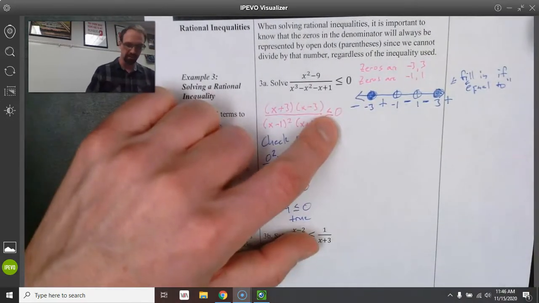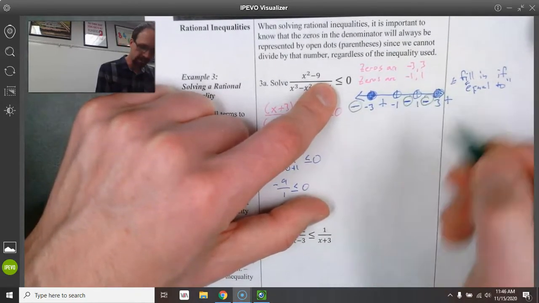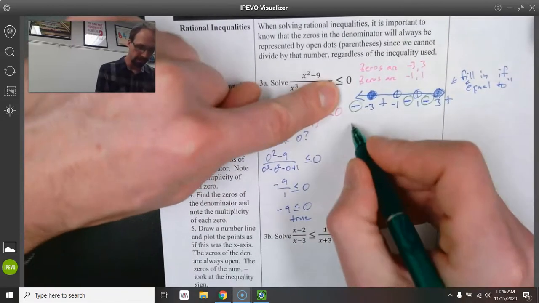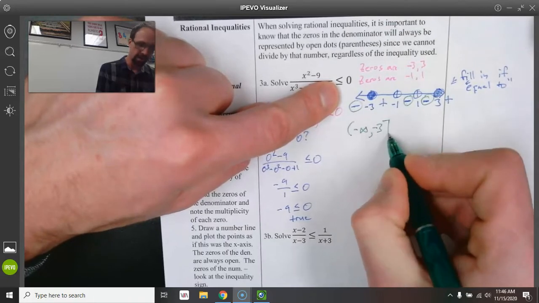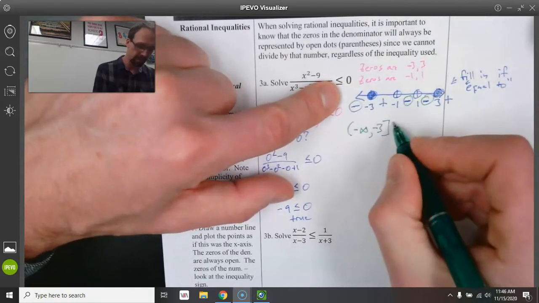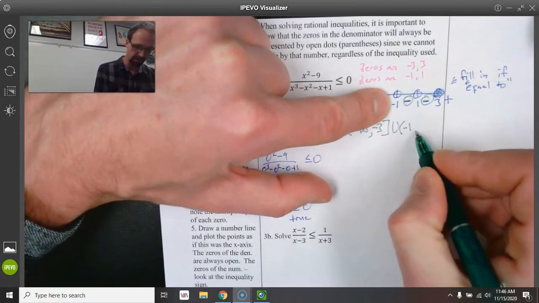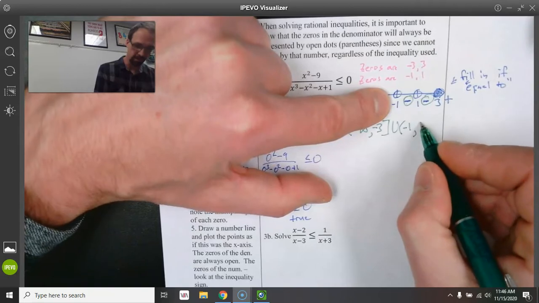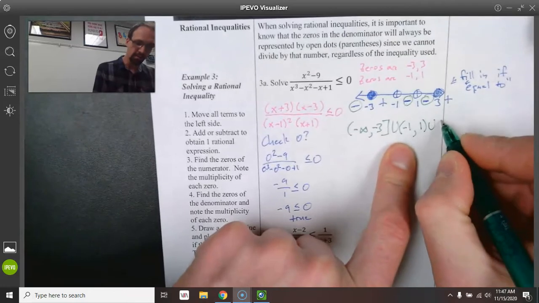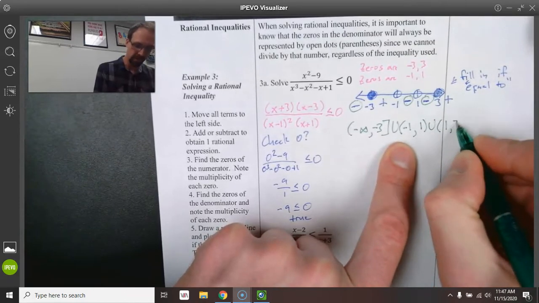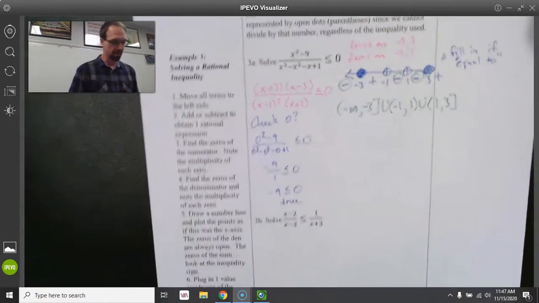So my solution sets, because we want to know when it's less than 0, are going to be anything with these values. In interval notation, I'm going to start from -infinity and go to -3, inclusive, because I can include it, union. Now be careful here, -1 is not included and we don't include 1, so I'm going to go from -1 to 1, non-inclusive on both, union 1 to 3, inclusive. So that's my solution interval for 3A.